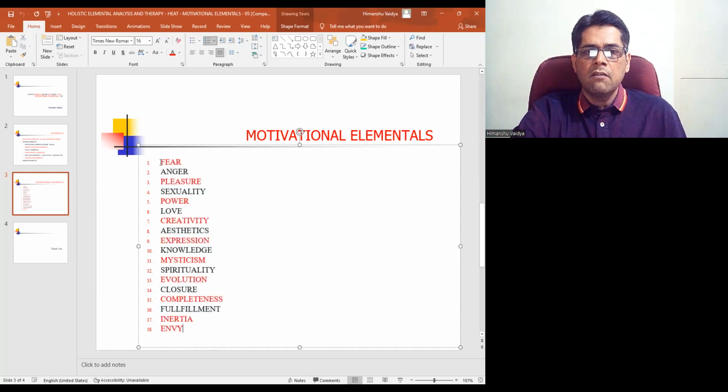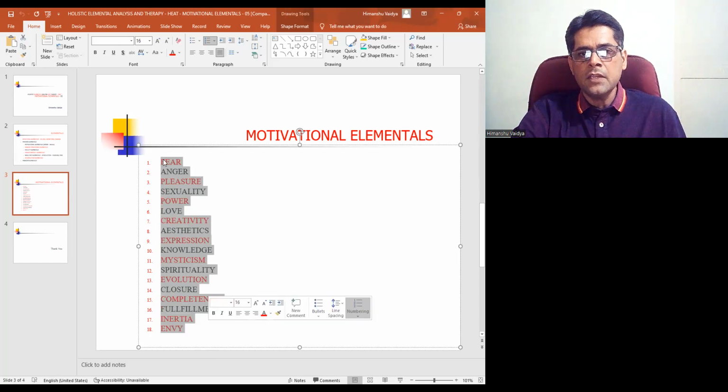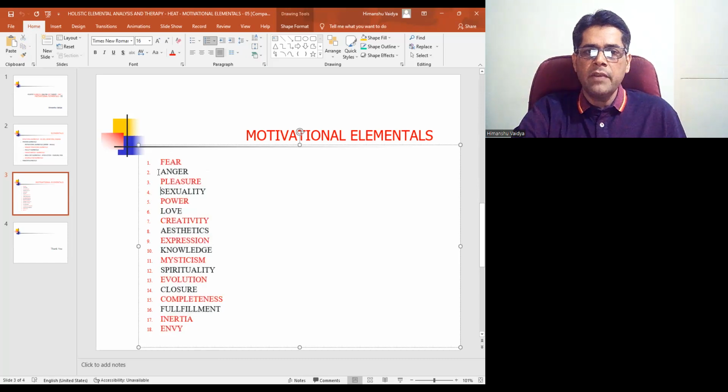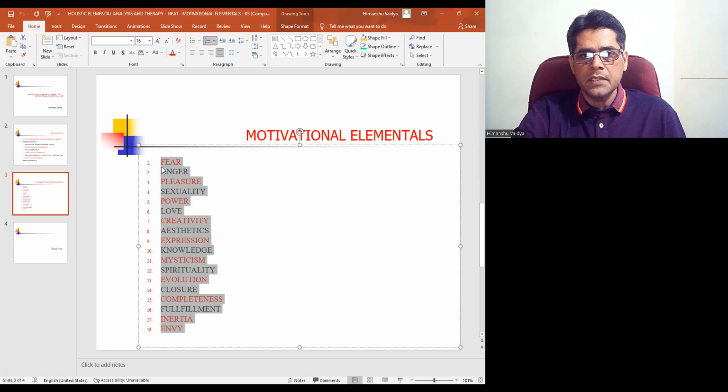So these are related to some of our basic desires, and each of them expresses itself in a million, 100 million different ways. So for example, we can have anger about 100 things, fear about 100 things. We can derive pleasure in 100 ways from 100 things. We can experience power in 100 different situations. Similarly for all the elementals.